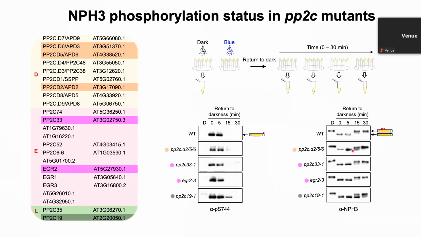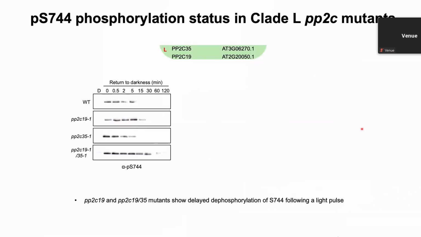And this is also reflected by a rephosphorylation of these other sites in the N-terminus here. If we look at the electrophoretic mobility shift, we can see the triple D clade mutant here and the PP2C19 mutant here have delayed rephosphorylation compared to the wild type. So it seems that you need to dephosphorylate S744 to get rephosphorylation of these other sites.